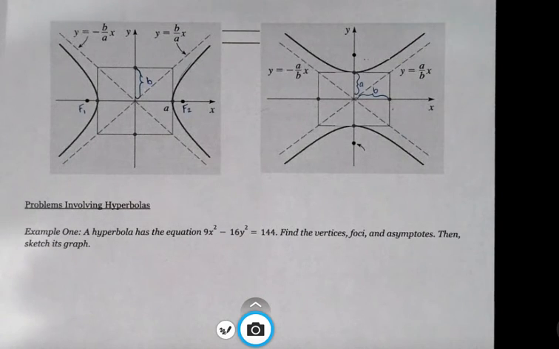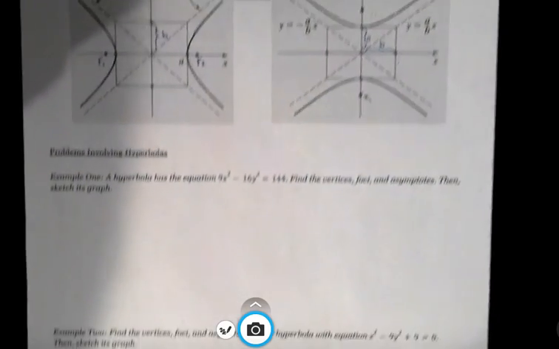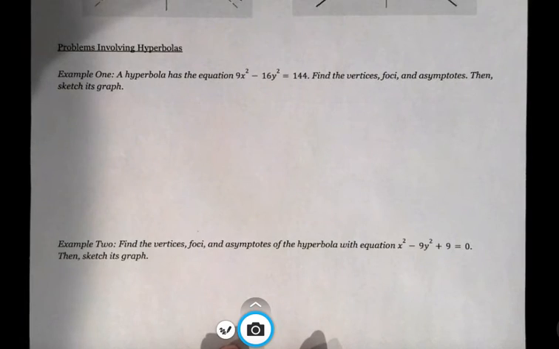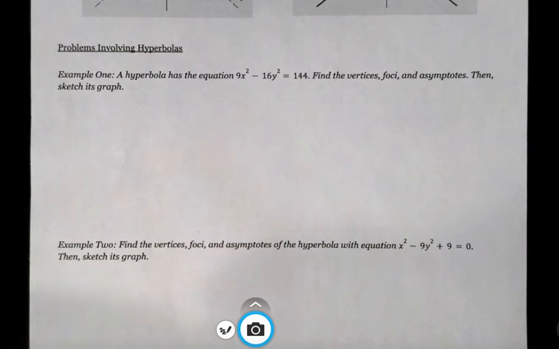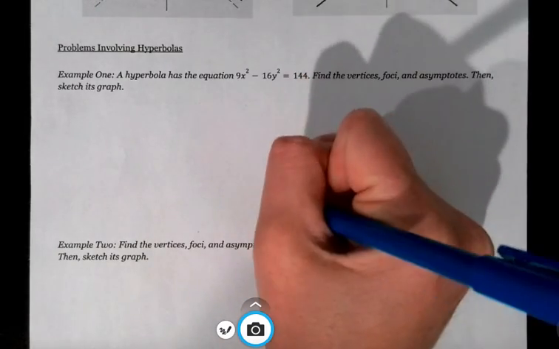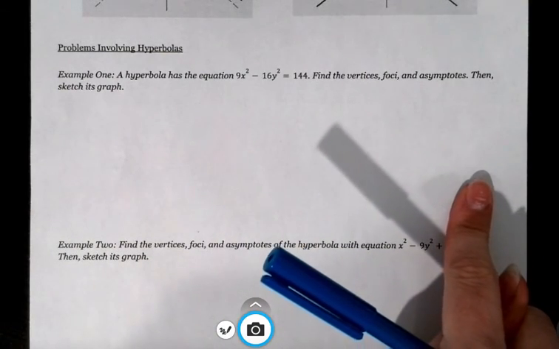So we're going to go through a couple examples together. I want to first look at example 1. So I'm going to scoot this up a little bit here. We have our equation, and we're asked to find the vertices, the foci, and the asymptotes, and then also sketch it. So I'm going to label what I need in the middle, leave room on the left for work, and leave room on the right for the sketch.